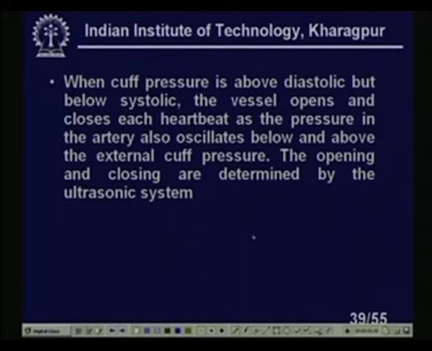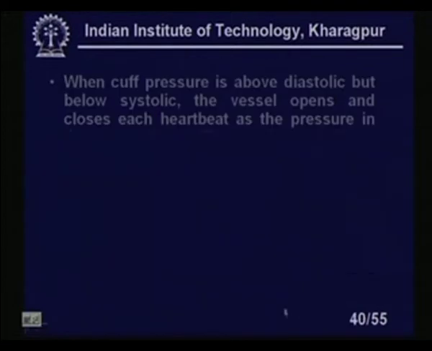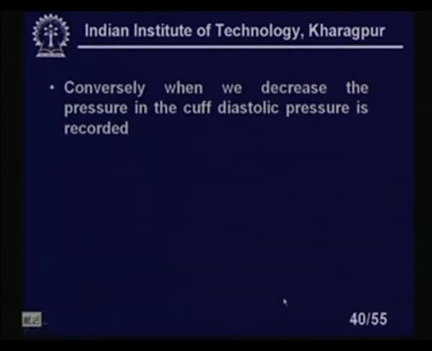So, I will get a signal which looks like this during opening, and during closing I will get another signal, so opening and closing, right. So, this type of signal I will get. As pressure is increased further, the time between the opening and closing decreases and the reading indicates the systolic pressure, right. Conversely, when we decrease the pressure in the cuff, the diastolic pressure is recorded, clear.